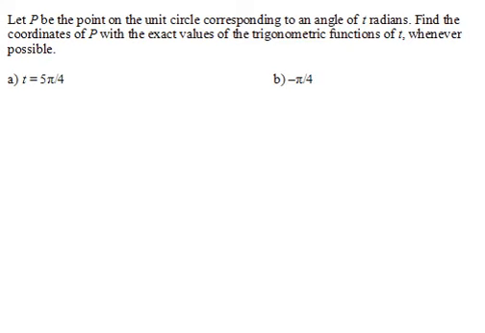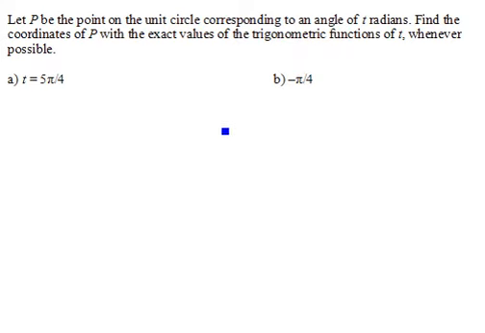Let P be the point on the unit circle corresponding to an angle of t radians. Find the coordinates of P with the exact values of the trigonometric functions of t whenever possible. We have two t values to work with here. We have t equals 5 pi over 4, and we have t equals negative pi over 4.